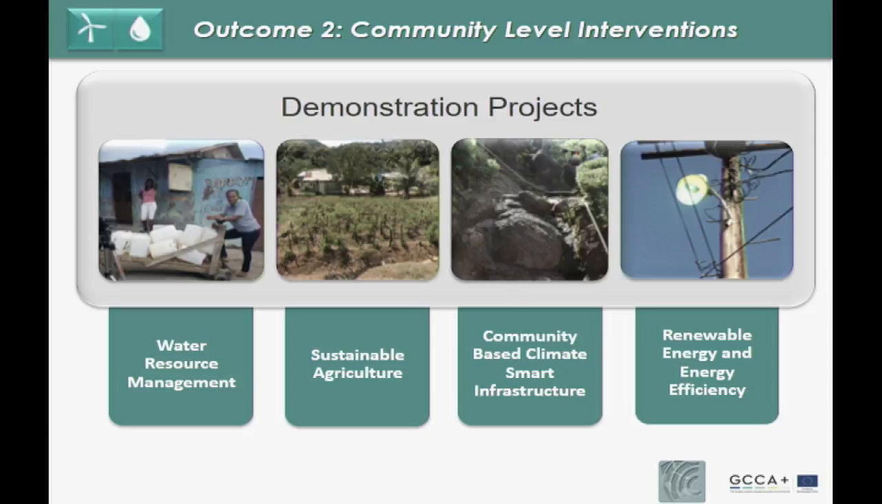And then renewable energy, there are a few of these initiatives. The biggest one is in Guyana for the energy efficient street lights in Bartica as part of their Greening Bartica initiative.